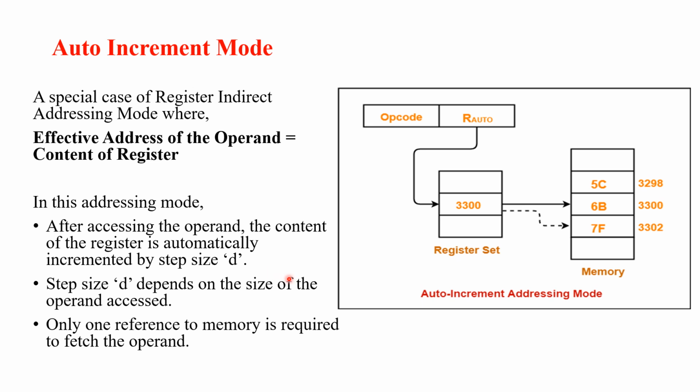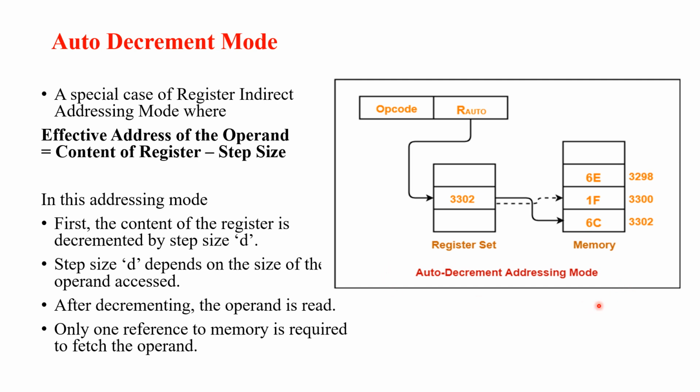This step size typically depends on the size of the operand being accessed, such as whether it is a byte, word, or double word. The effective address of the operand is equal to the content of the register. With this approach, only one reference to memory is needed to fetch the operand. This is particularly useful for processing data structures like arrays, where successive elements can be accessed in a loop.